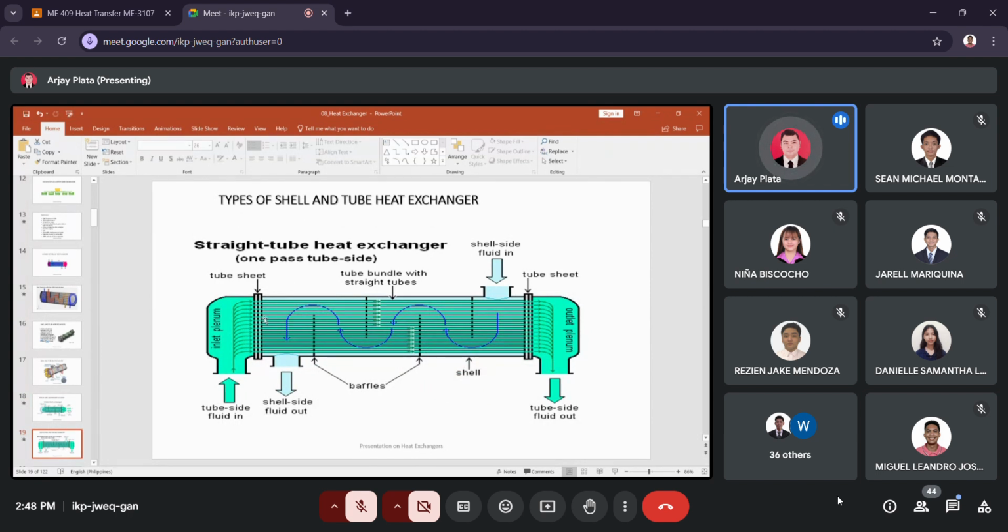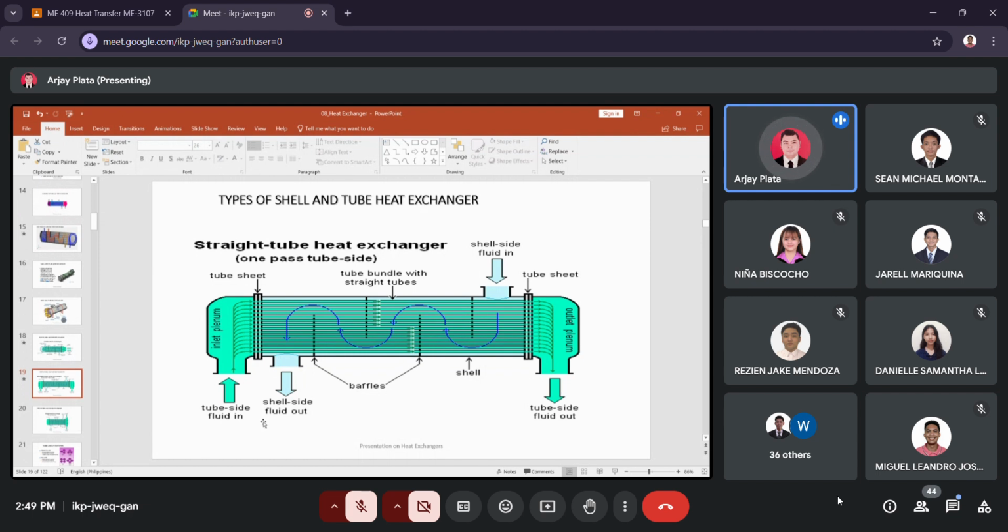So we have a straight tube. This one is easy to clean mechanically. The tube is straight, so starting from here, you can insert a water jet going to the outside. We'll just have to remove the channel on both sides to clean this straight tube. So this is a one pass tube side. There's no partition on the channel part.